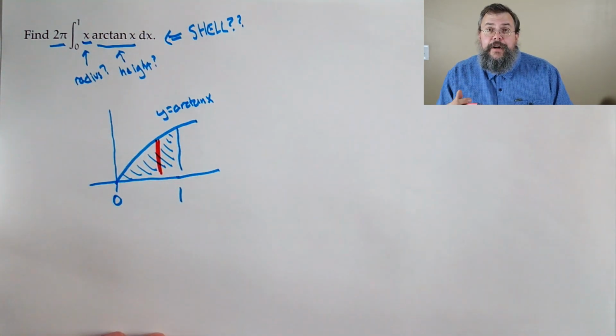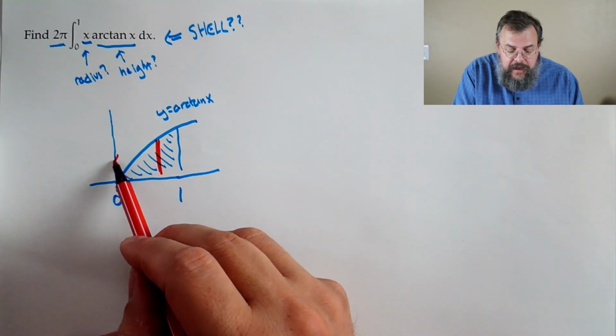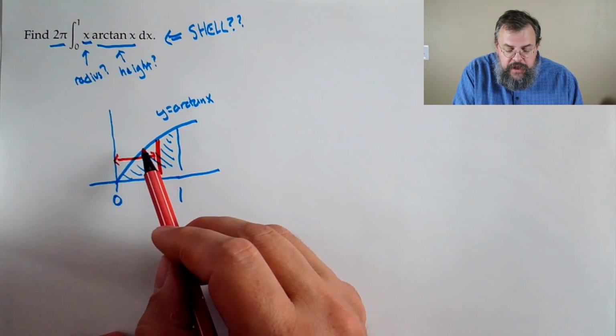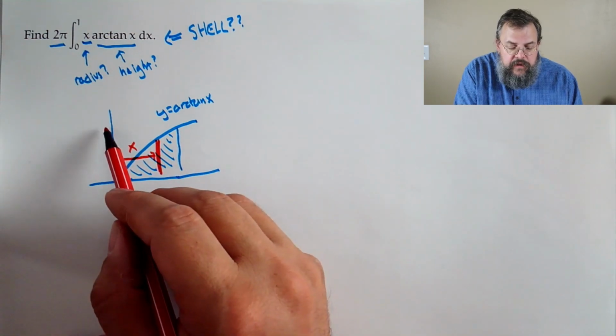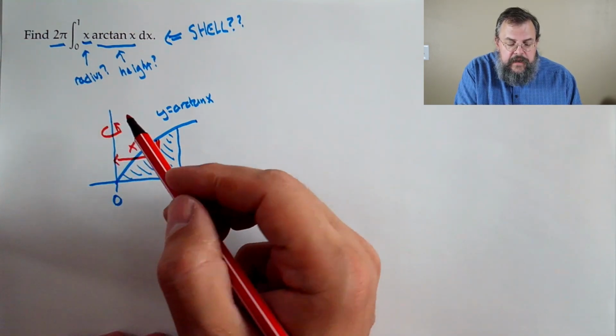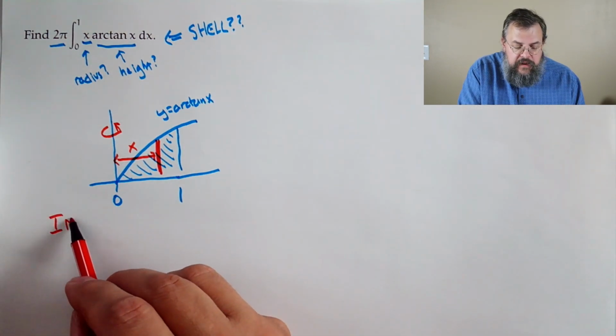That tells us that we're integrating vertical slices. And now we say, okay, our radius would be our x, because that's our thing that looks like a radius. So we say, aha, here's our interpretation of what the integral represents.